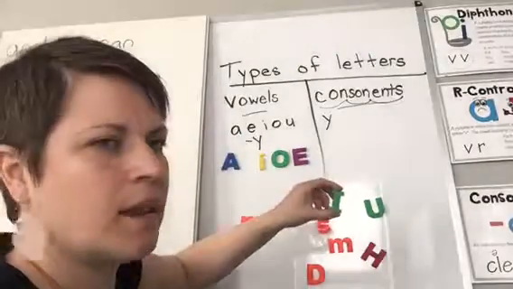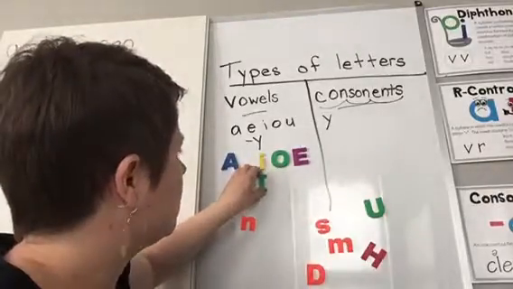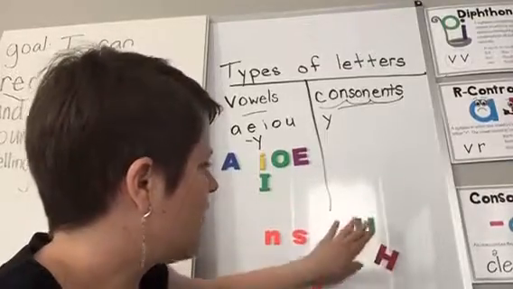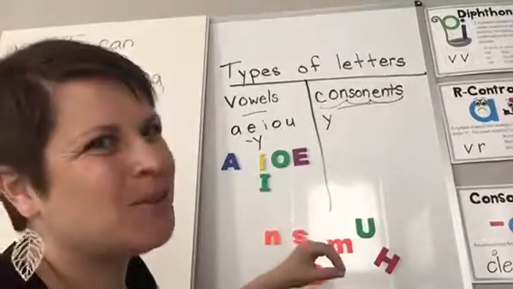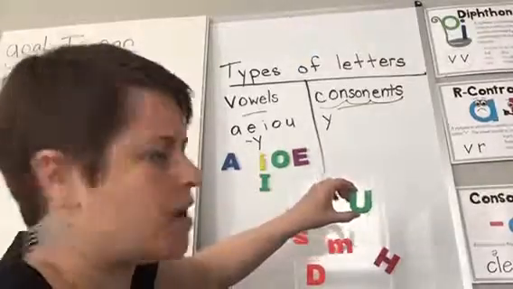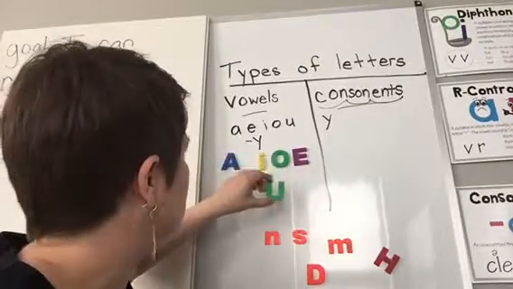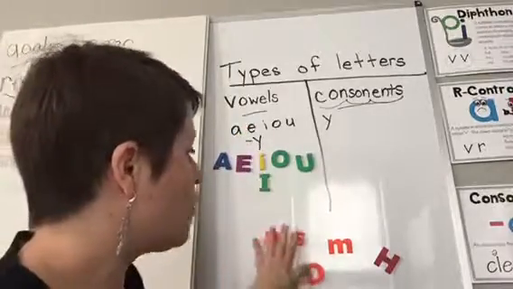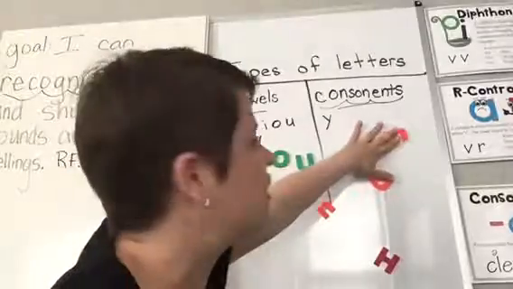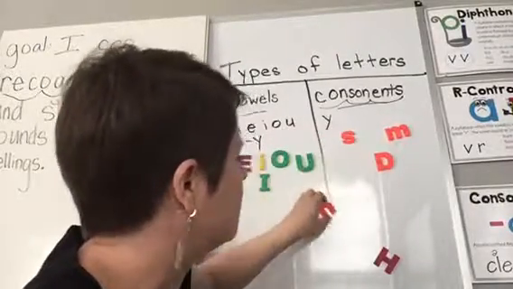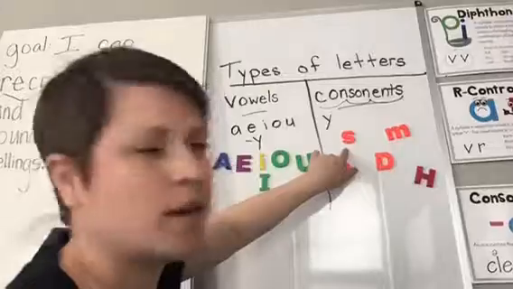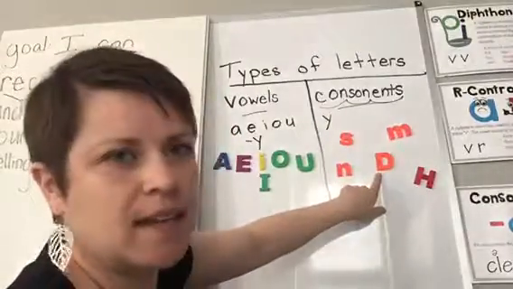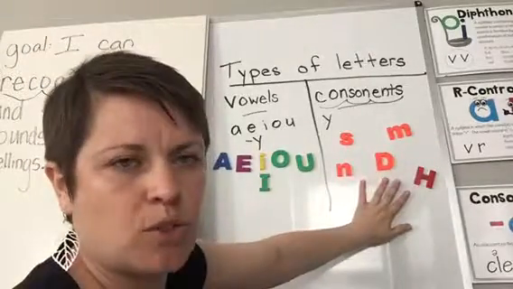Here is uppercase I. I'm going to put him right there underneath lowercase I. I see one more. Can you find it? The last vowel is U. Is this uppercase or lowercase? It's uppercase U. I'm going to put them in order. A, E, I, O, U. These are our vowels. The rest of these letters are consonants. We have lowercase s, lowercase m, lowercase n, uppercase D, and uppercase H. The rest of these letters are consonants.